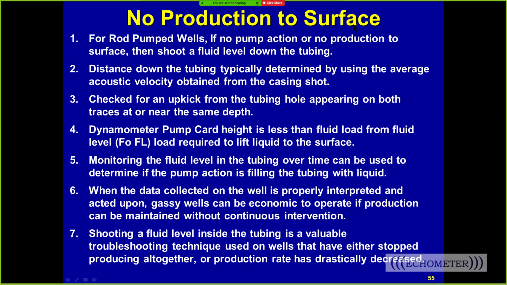Now, if you don't have production at surface, then it's time to shoot a fluid level, because then you can shoot a fluid level down the casing and down the tubing and look for a hole in the tubing. So we've talked about this already. The well typically will be shut in if there's no production at surface, and you can shoot down the tubing, and ideally you'll see a liquid level in the tubing, and you'll identify if the hole's above the liquid level in the tubing. You'll see an upkick on both the casing shot and the tubing shot, and be able to confirm that you've identified a hole.